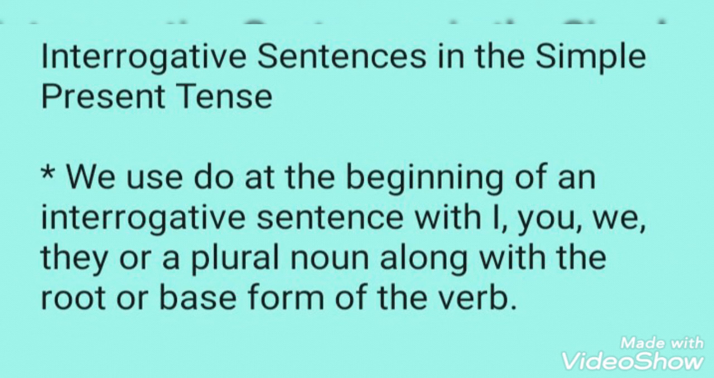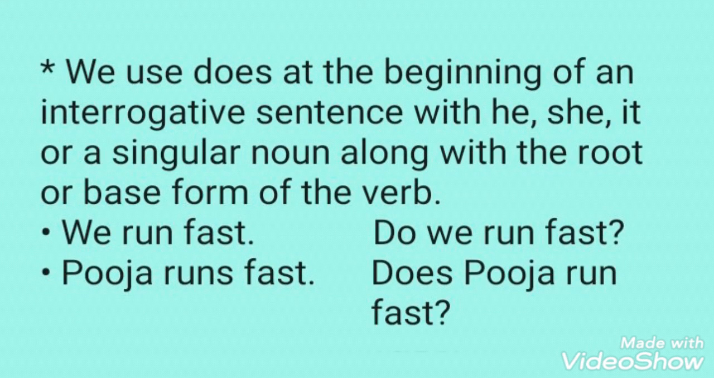Interrogative sentences in the simple present tense. We use do at the beginning of an interrogative sentence with I, you, we, they or a plural noun, along with the root or the base form of the verb. We use does at the beginning of an interrogative sentence with he, she, it or a singular noun, along with the root or the base form of the verb. We run fast. Do we run fast? Pooja runs fast. Does Pooja run fast?